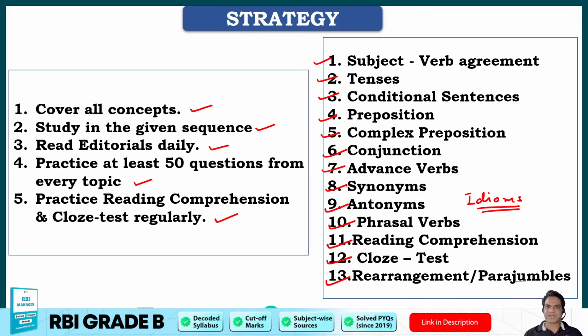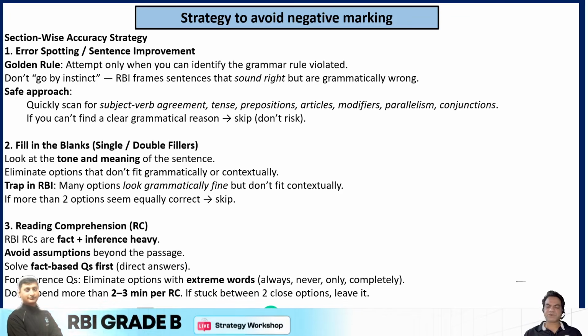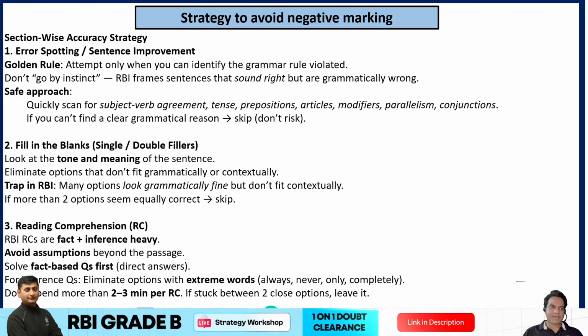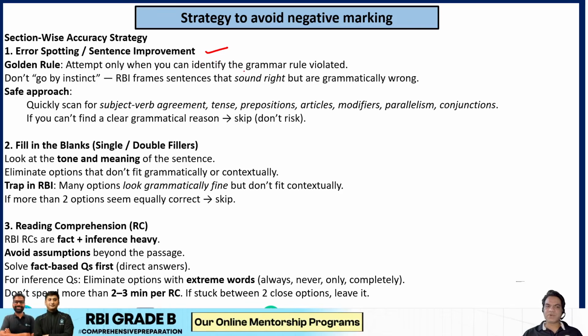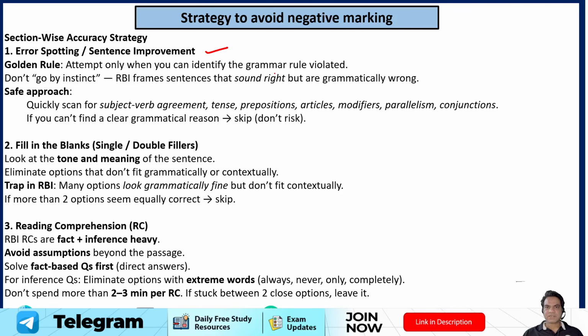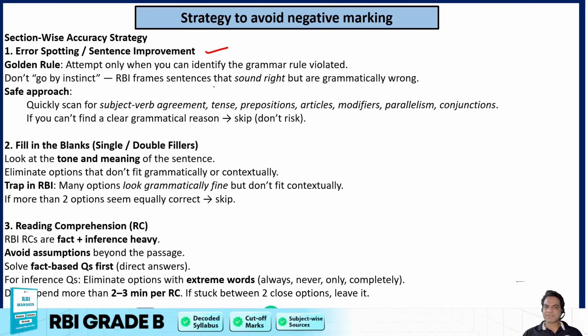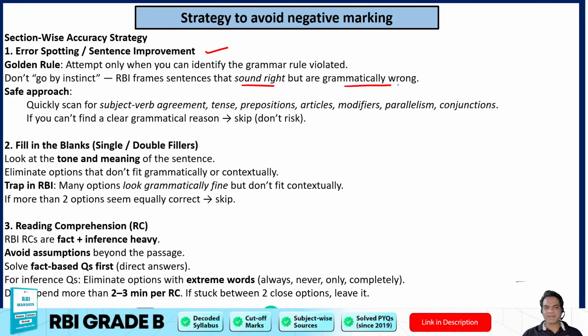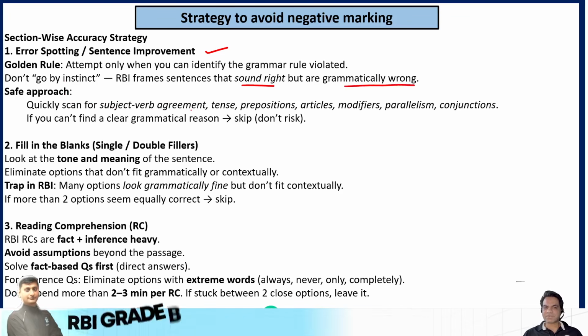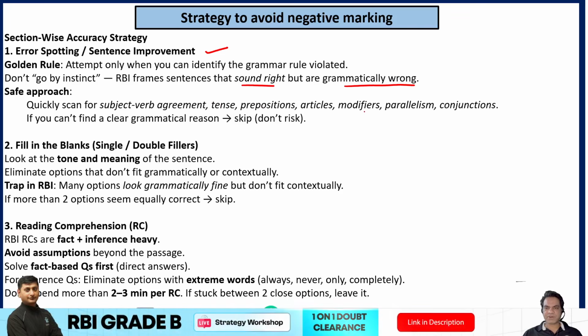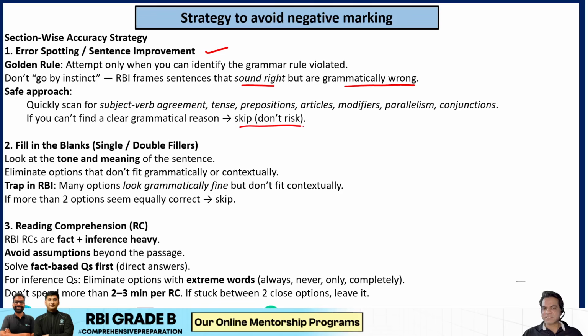I'll also give you a week wise strategy later on, but first let's understand what should be a strategy to avoid negative marking, right? So guys, in error spotting and sentence improvement, the golden rule is attempt only when you can identify the grammar rule violated. Unless you are sure, don't just mark the answers on a hit and trial basis. So don't go by instinct. RBI frames sentences that sound right but are grammatically wrong. So what is a safe approach? Quickly scan for subject verb agreement, tense, preposition, articles, modifiers, parallelism, and conjunctions. If you can't find a clear grammatical reason, skip. Don't risk it. Don't just fall for anything.